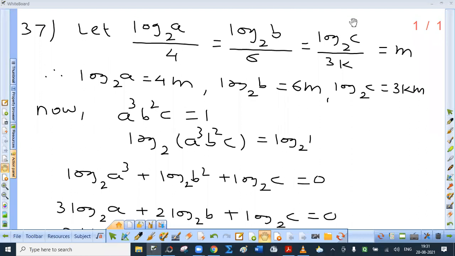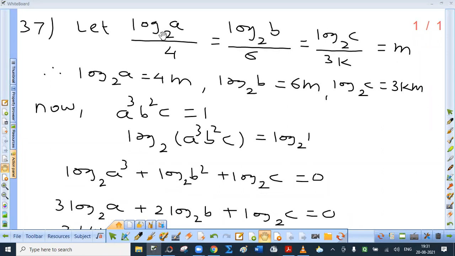Sum 37. If log a to the base 2 by 4 is equal to log b to the base 2 by 6, is equal to log c to the base 2 by 3k, and a cube b square c is 1, find the value of k. Now k is already used, so let this common value be m. So log a to the base 2 is 4m, log b to the base 2 is 6m, log c to the base 2 is 3km.